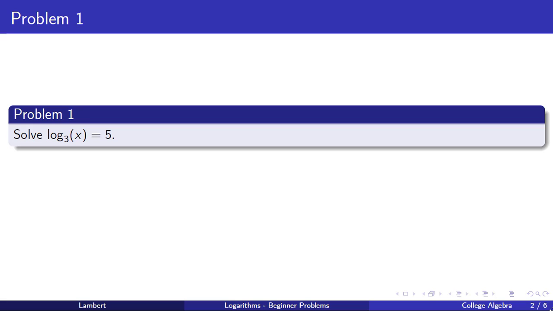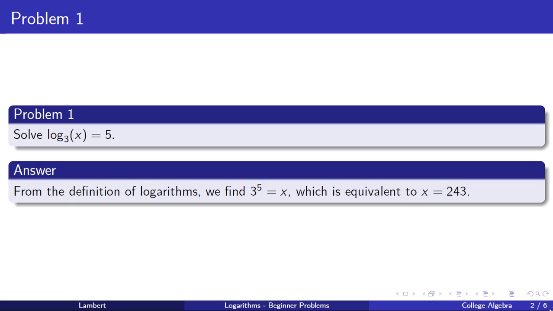When you look at this problem, all we really need to use is the definition of a logarithm and we'll be done. By the definition of a logarithm, our base, which is 3, and our exponent, 5, gives us x equals 3 to the 5th, and that's the same thing as 243. So log base 3 of x equals 5 gives us x equals 243. Let's move on to the next problem.